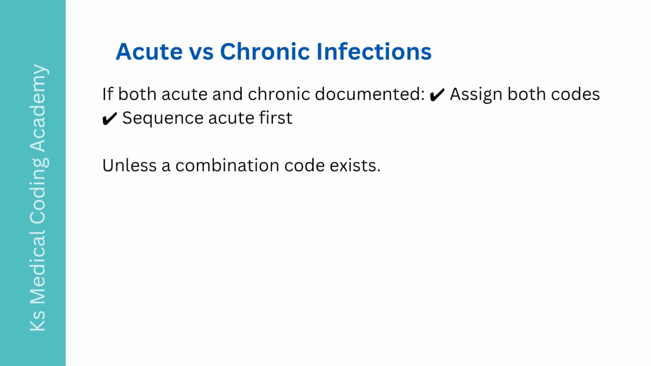Acute versus chronic infections. When both acute and chronic infections are documented, assign both codes. Always sequence the acute condition first unless a combination code exists that describes both conditions together.